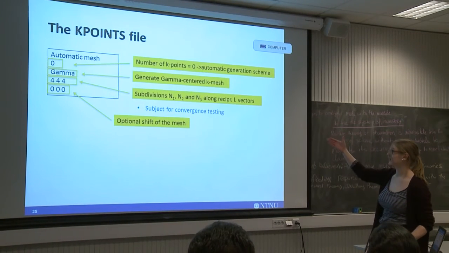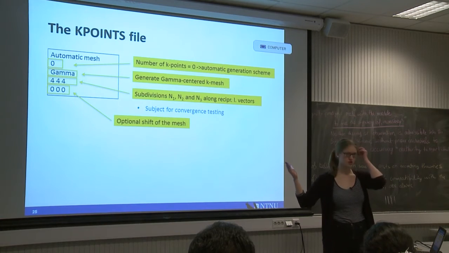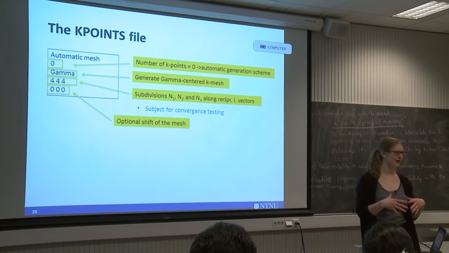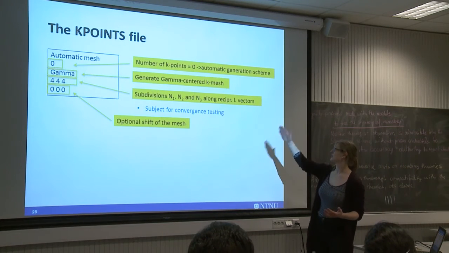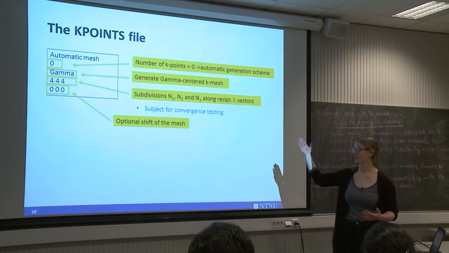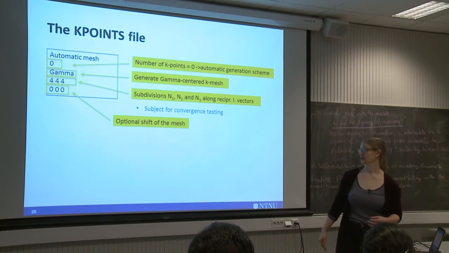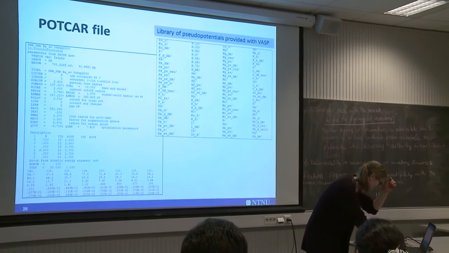that I want to generate a gamma-centered mesh. So the gamma point just denotes the central point in your reciprocal space. Nothing more fancy. And then just subdivisions of k-points along each of the reciprocal lattice vectors. And this is also a subject for convergence testing.